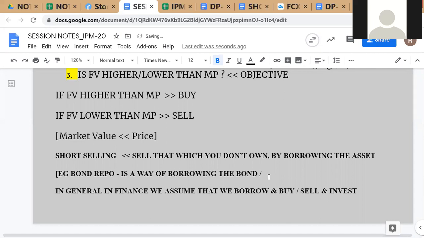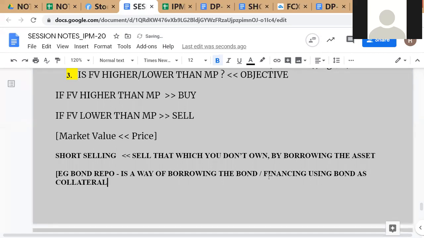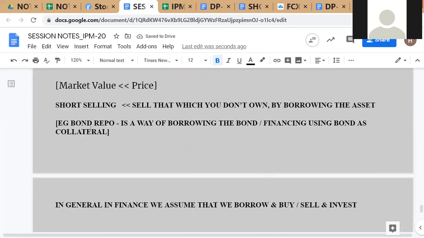It is a way of borrowing the bond, and also a way of financing, borrowing money using the bond as collateral. Collateral is security. When you take a housing loan, a mortgage, the house is the collateral.